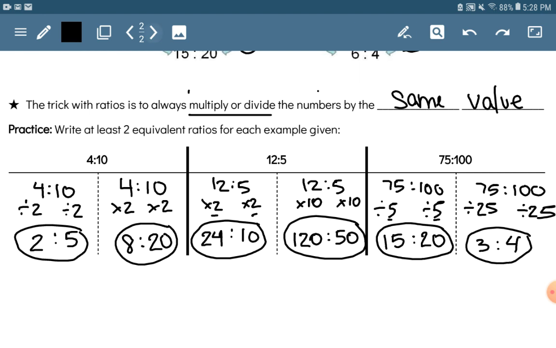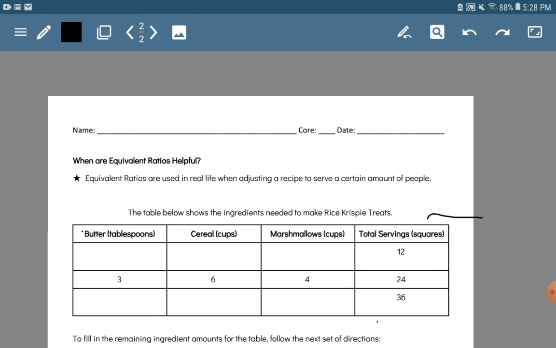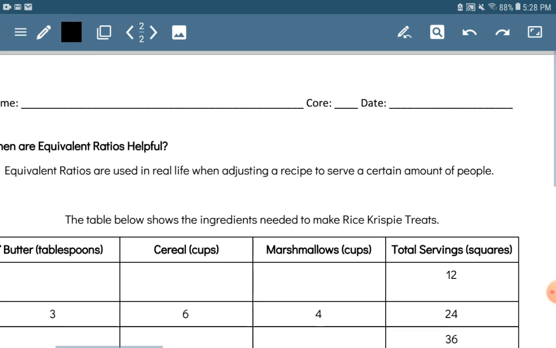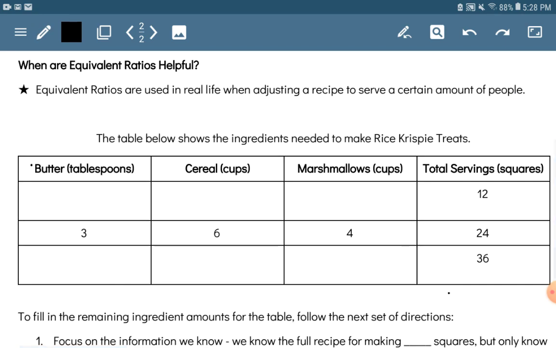Moving to the back side of the page, we're going to talk about where equivalent ratios are helpful in real life. And where you will see them most often is when adjusting a recipe. If you want to adjust a recipe to serve a certain amount of people, you're going to have to use equivalent ratios.